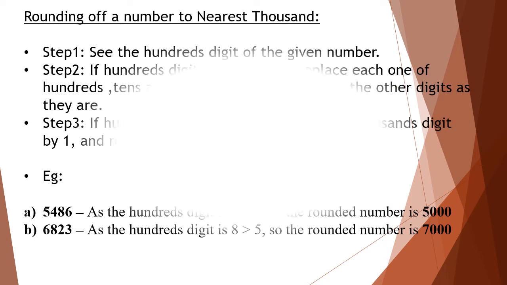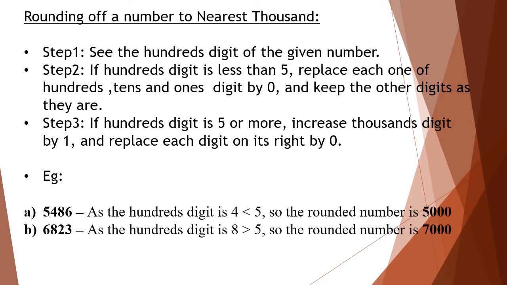Next is rounding off a number to nearest 1000. In this, the rule is again a similar one. We just have to see the hundreds digit. Now let's see in the examples. We have the first example, 5486. Here the hundreds digit is 4, which is less than 5. So what we will do, we will replace the hundreds, tens and the ones digit by 0 and keep all the rest the same. So our answer is 5000.